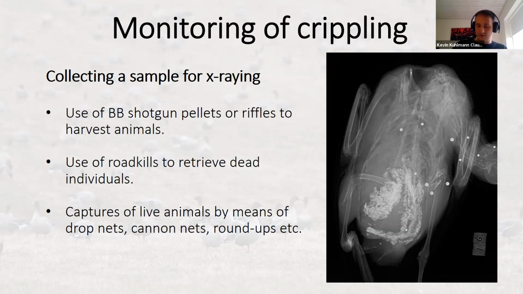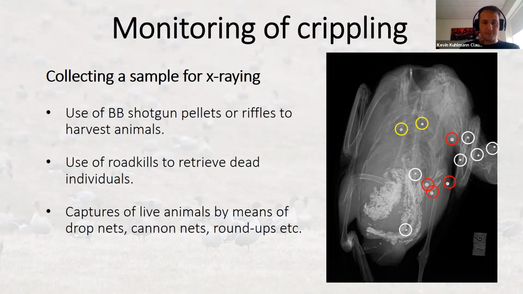The picture to the right here shows a goose that has been killed with these BB shotgun pellets. Those are the ones marked in red. They have a very large diameter compared to the other pellets. We can also see there are 2 embedded pellets marked with yellow that are slightly smaller, and 6 pellets that are smaller again, marked with white. So this goose has actually been subject to 2 crippling events prior to being shot with the BB shotgun pellets. They might, of course, be from the same hunting event if 2 shots were fired, but they may also come from different hunting events.